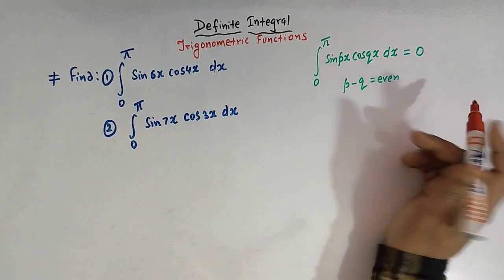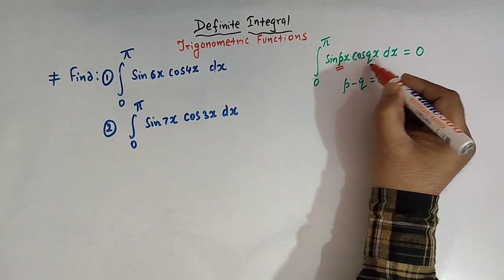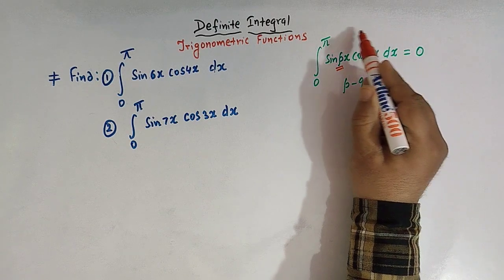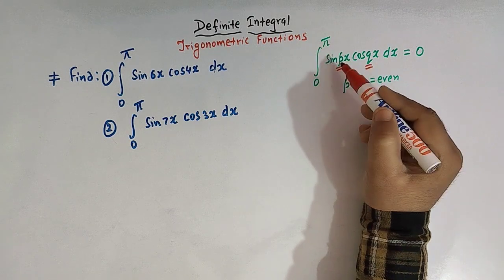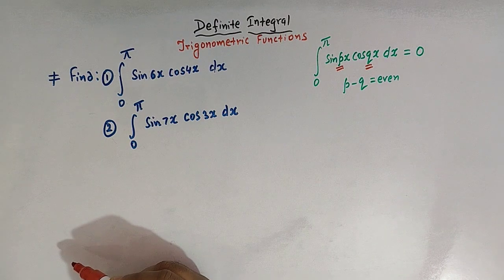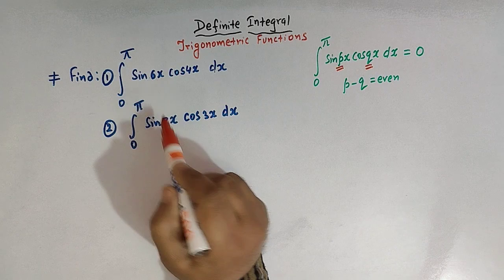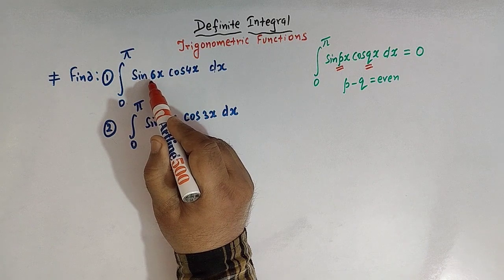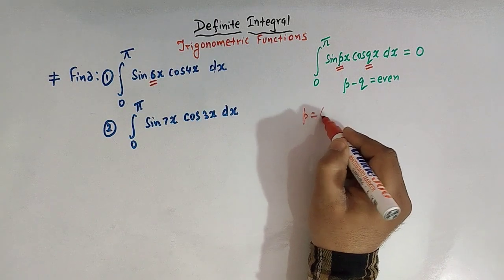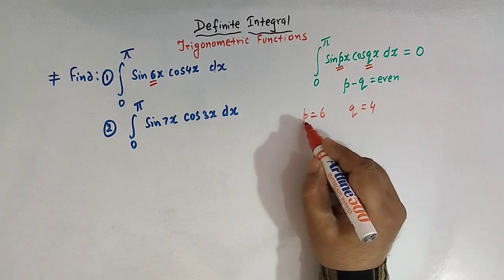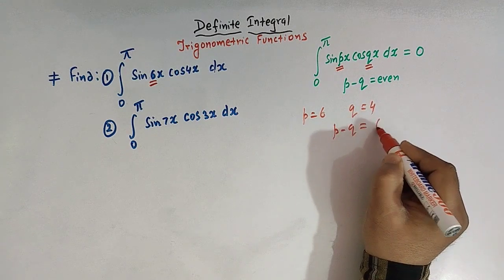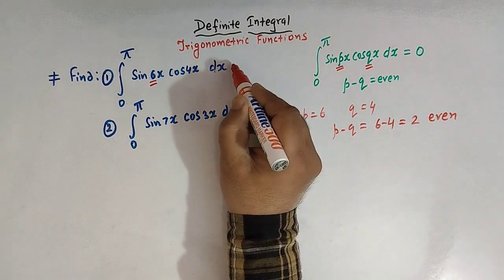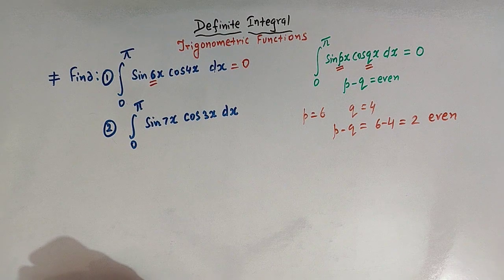So here the important condition is that the difference between p and q must be even, then the value of this integral from 0 to pi is equal to 0. Let us now compare these two integrals with this one. We can easily see that in the first integral the value of p is 6 and the value of q is 4, and the difference p minus q, that is 6 minus 4, is 2, which is even. So the direct value of this integral is 0.